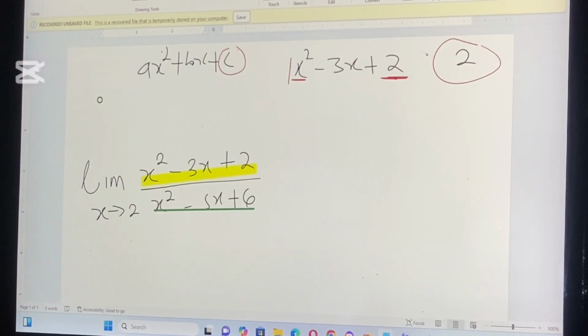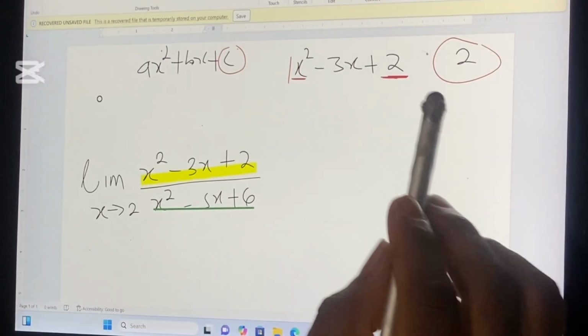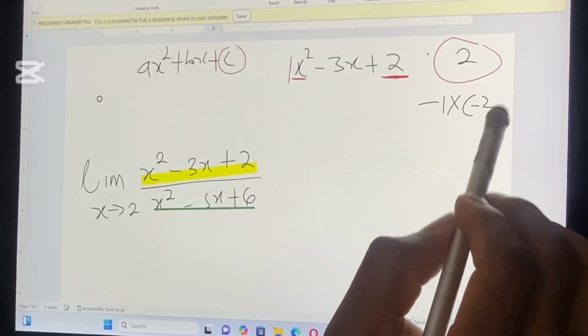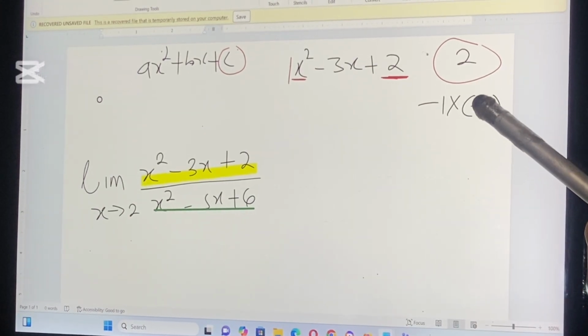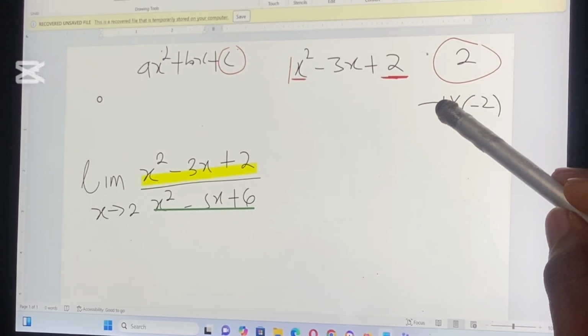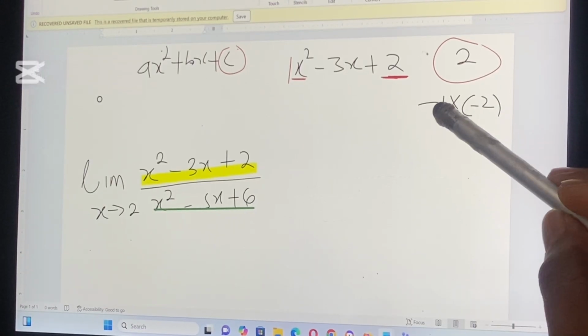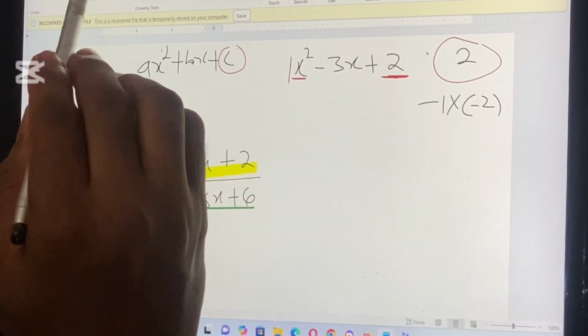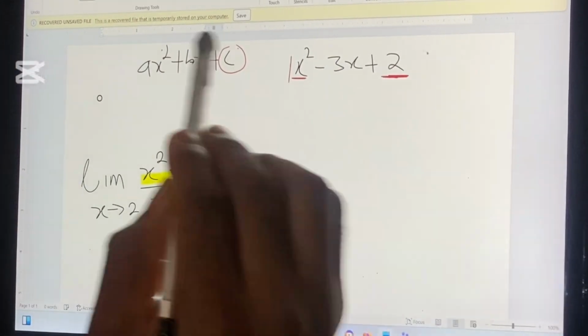So I will find two values that when you multiply them, you will have 2, and when you add those two values, the sum will be minus 3. So those two values will be minus 1 and minus 2. Minus 1 times minus 2 gives us 2, and the sum of minus 1 and minus 2 is minus 3. So that means when you factor this, you will have our two factors here, class.